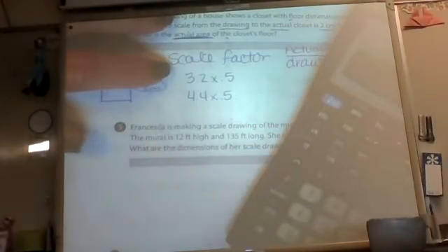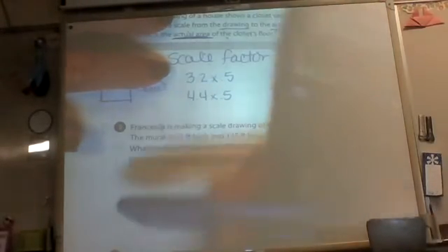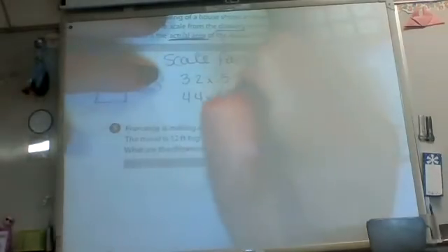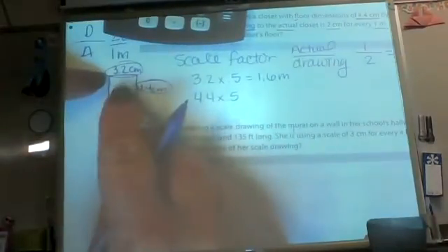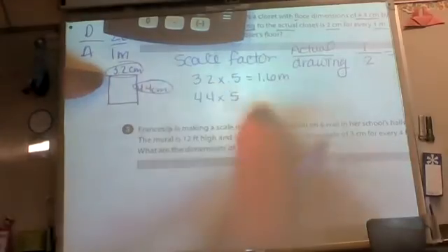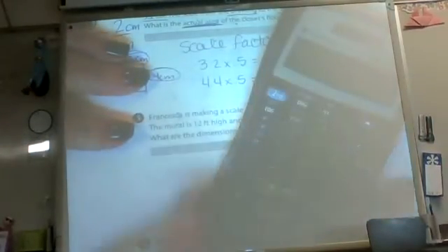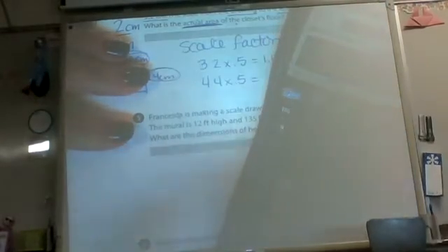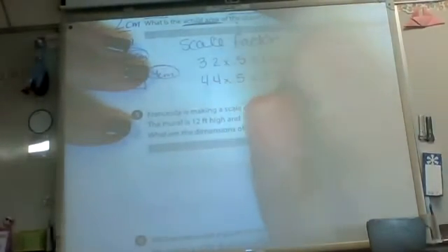300 times 5/10 comes out to be 1 6/10. Okay, and that would be meters. So on the drawing, it's 3 2/10, but actually it's 1 6/10 of a meter. Okay, this one is 4 4/10 times 5/10. And this comes out to be 2 2/10 of a meter.